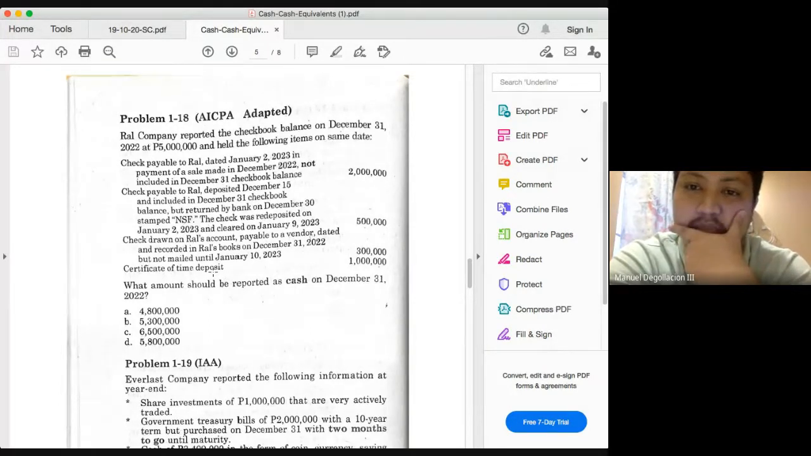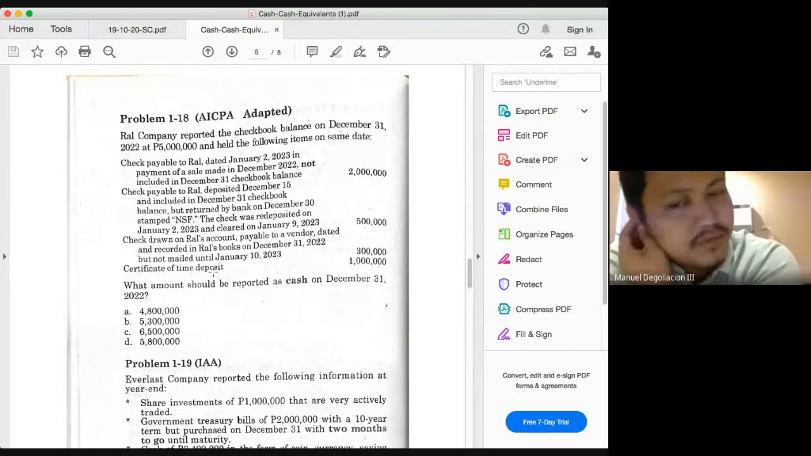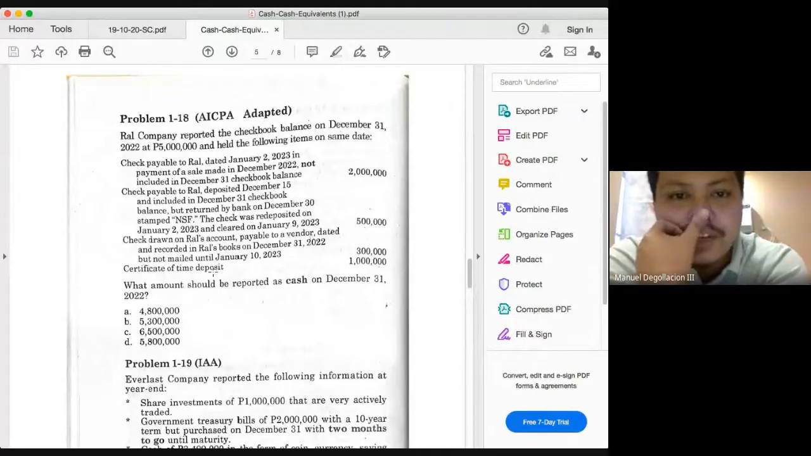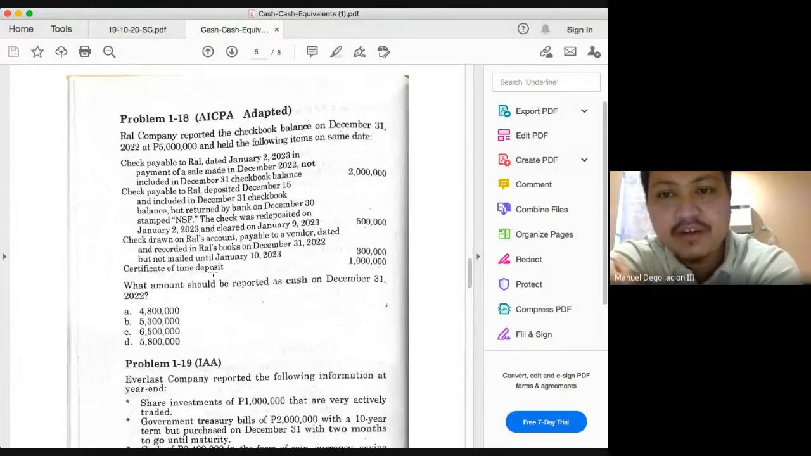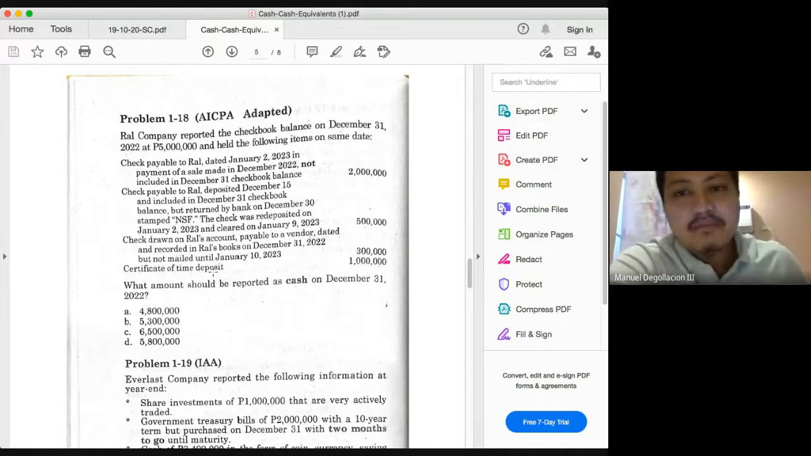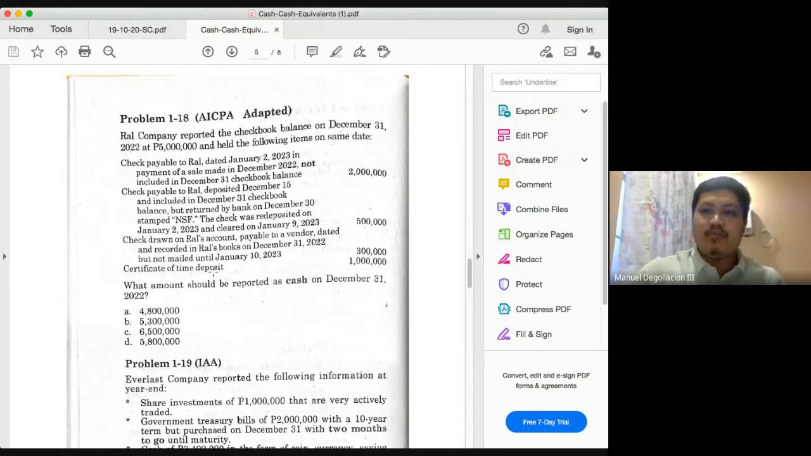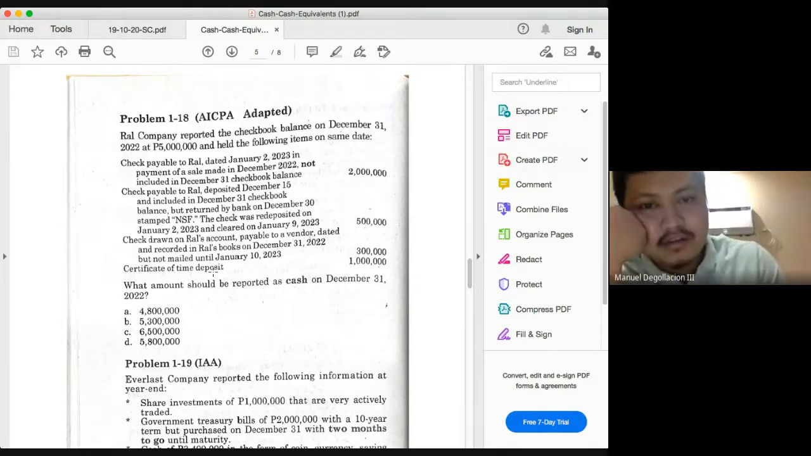And of course, your certificate of time deposit will not be part of your cash. So starting with the 5 million, you deduct the 500,000 and then you add back the 300,000. Our answer here would be 4,800,000.